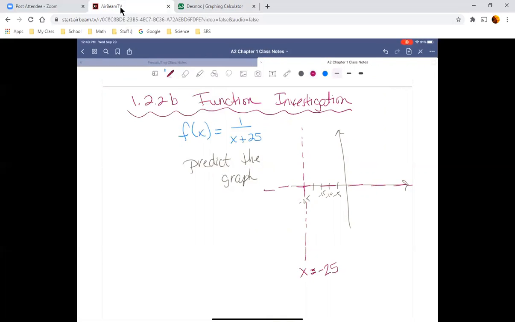Is that one horizontal or vertical? Horizontal. So we name horizontals by what y value they went through. And so this one would be y equals 0. And now that you've got your asymptotes, it doesn't have to be perfect, right? It's going to look something like this. And then the other one was down here-ish.